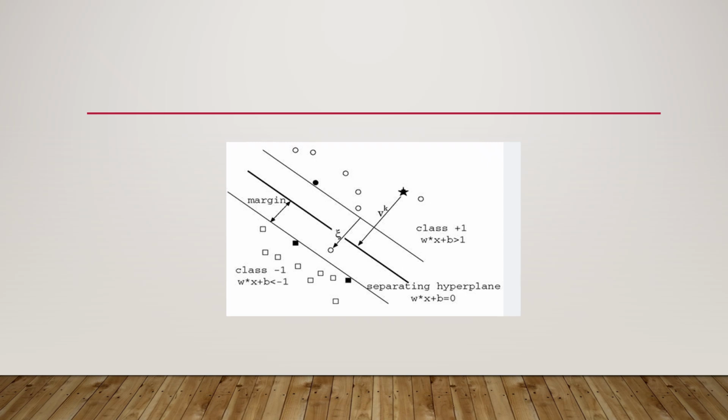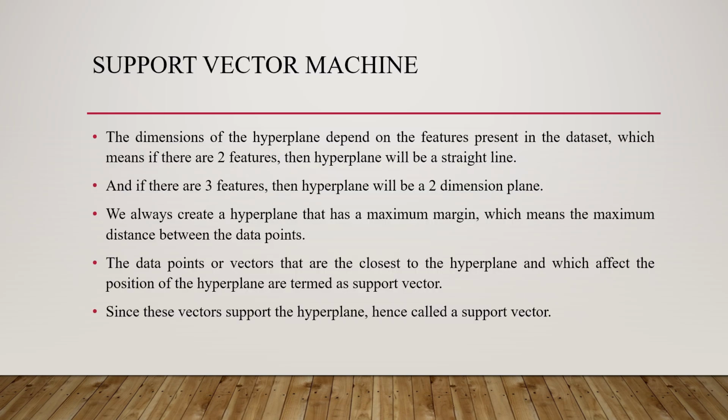So this entire line is considered a hyperplane, and the data points in bold color indicate that these are the support vectors of this given data. The dimension of the hyperplane depends upon the features present in the data set, where if two features are there, then the hyperplane will be a straight line.